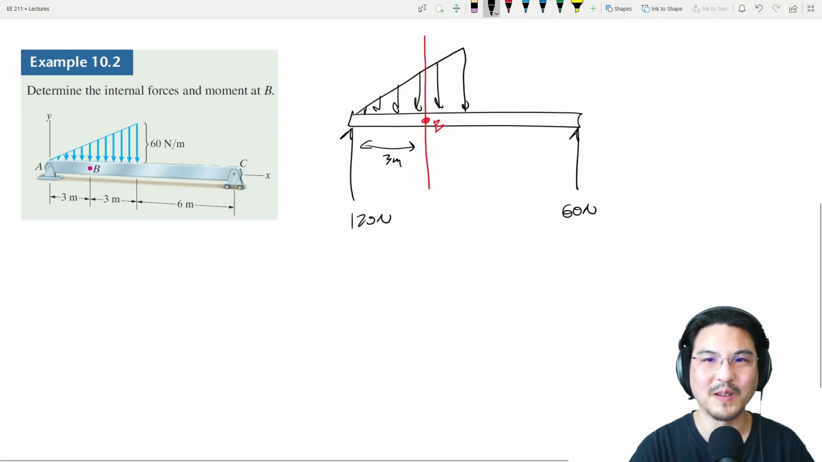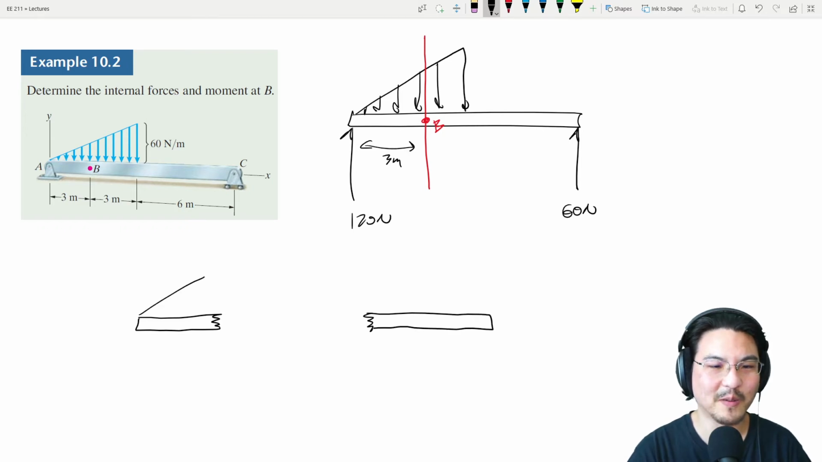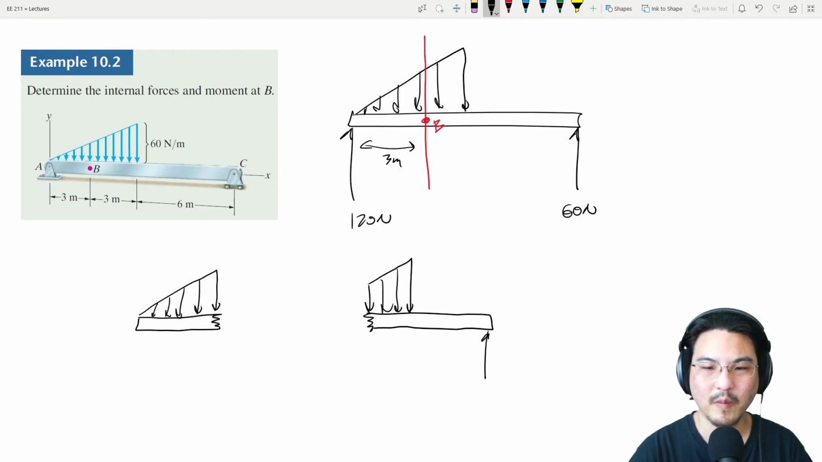So what happens when you cut it like that? I'll just draw where I have more space over here. Okay, so there's the left section. Here's the right section. And we cut right through the distributed load, right, like this. There's the support here. There's a support over here.